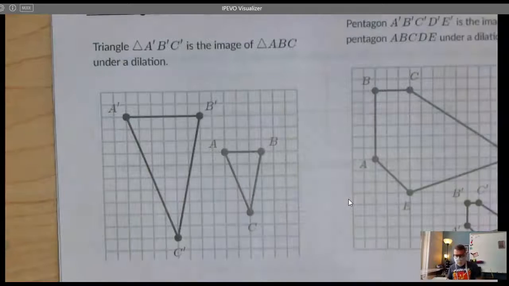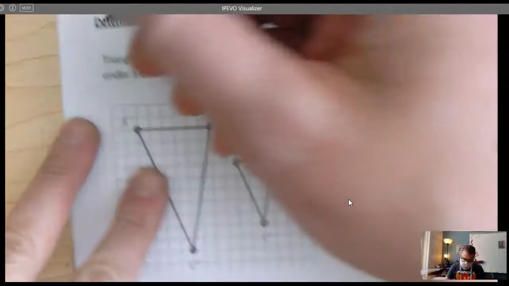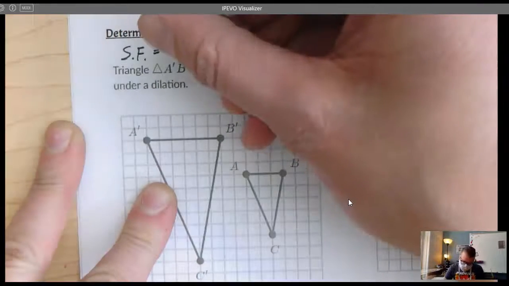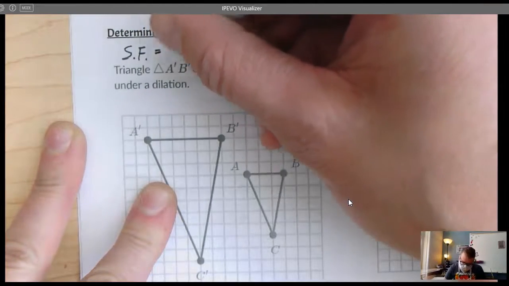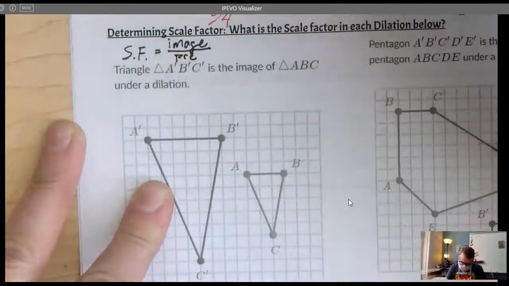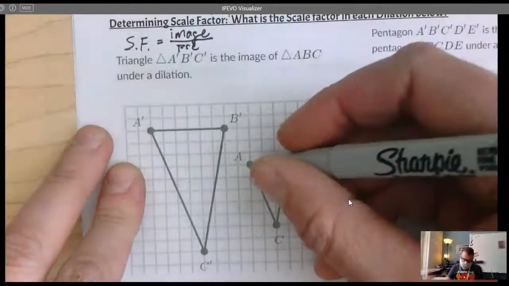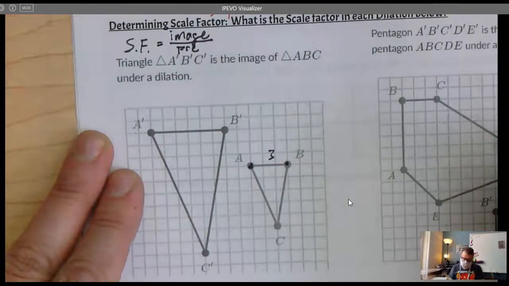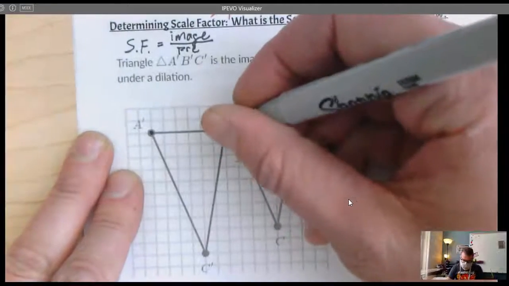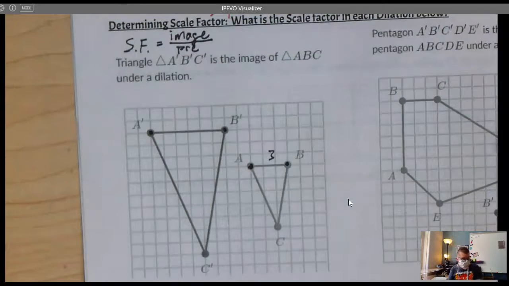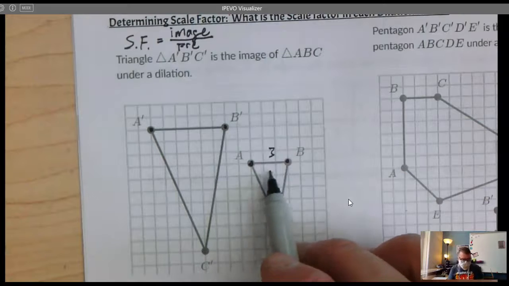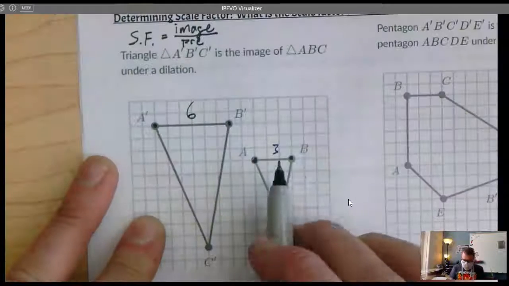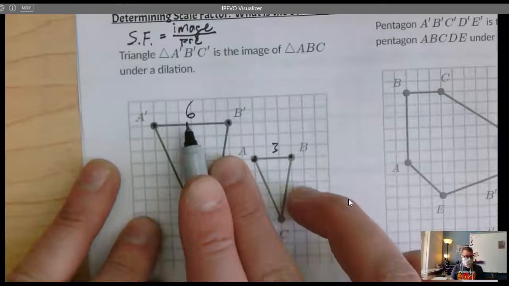To determine the scale factor, our scale factor can always be found through division, and it's always going to be the image divided by the pre-image. So we take anything from the image, like a length, and we compare it. Is this the image? No, this is the pre-image. I called it the image. You all should correct me. All right. Pre-image, image. So make sure we put the image on top.